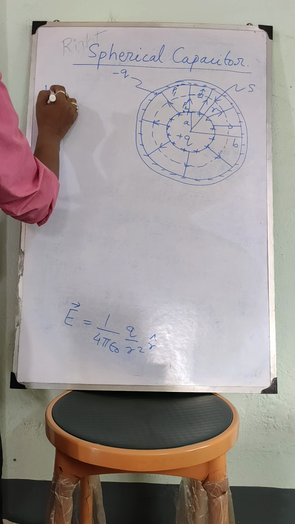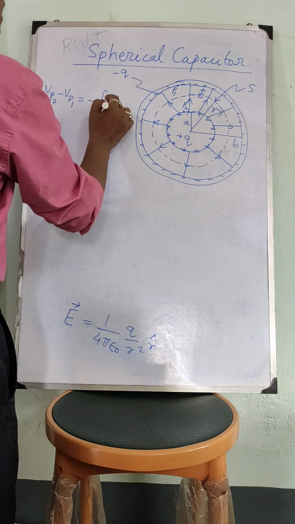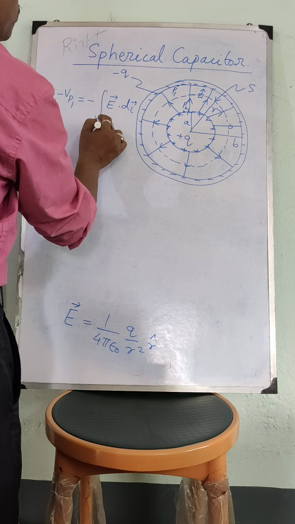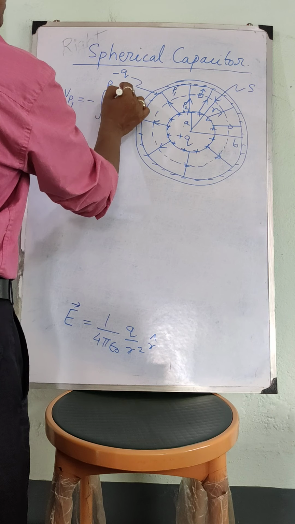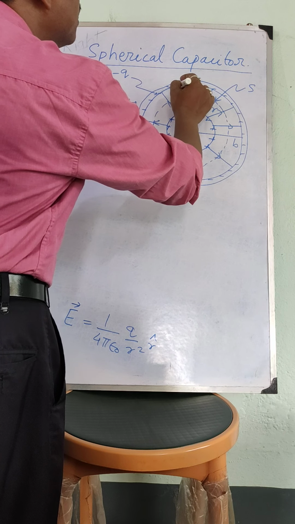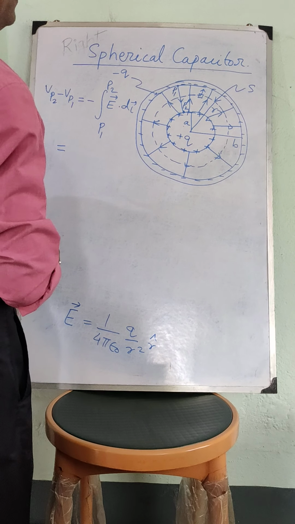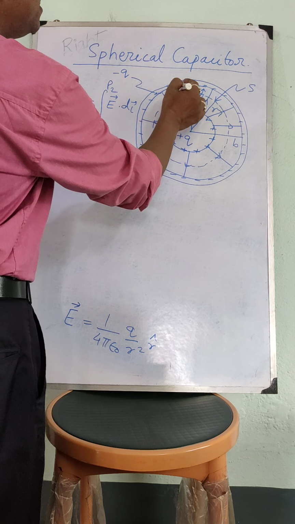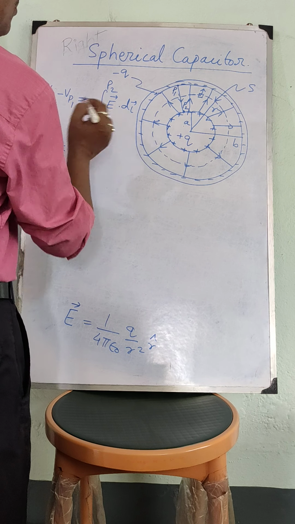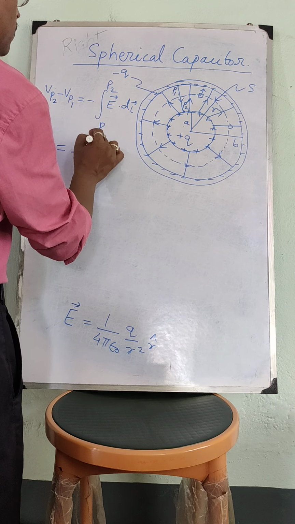So Vp2 minus Vp1 is equal to minus the integration of E dot dl from P1 to P2. Now I will do the line integration in the direction opposite to the field direction. So dl is a differential length element opposite to the field direction, and the angle between E and dl is 180 degrees.